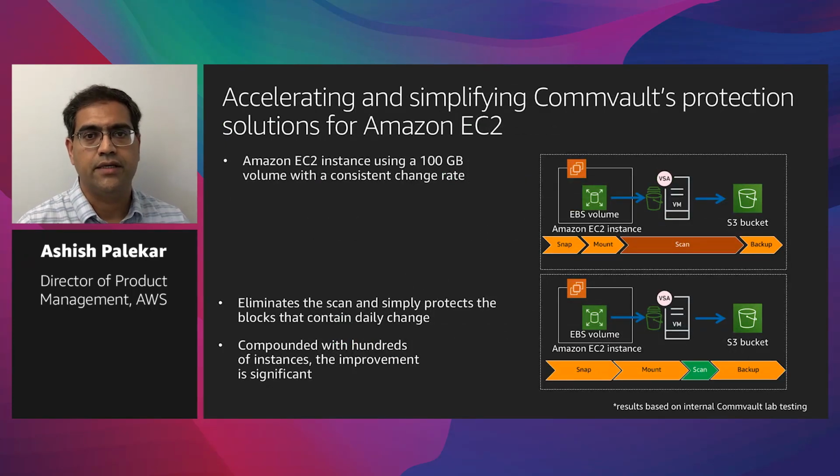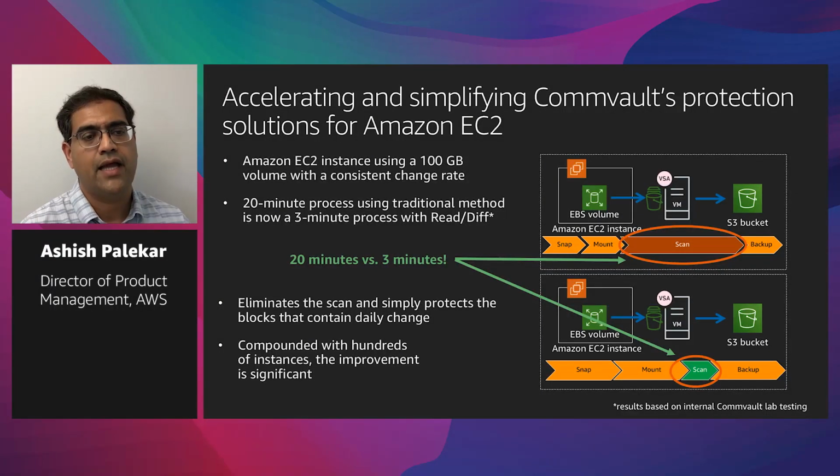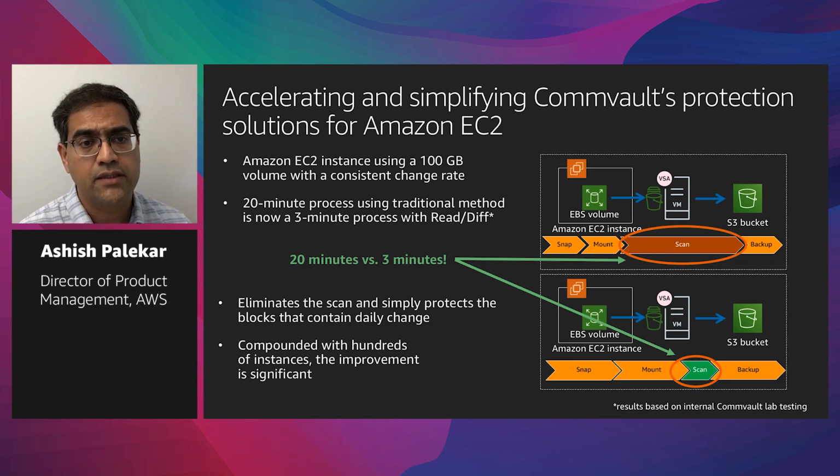And the results are there to see. This is our partner Commvault, and what they shared with us on stage at re:Invent. They took a look at an EC2 instance with a 100 GB volume with a consistent rate of change, and using this, they were able to eliminate their scan process. And now they went from what would traditionally take a 20-minute process to just 3 minutes, right? And that scan process now results in reducing the total time to backup.